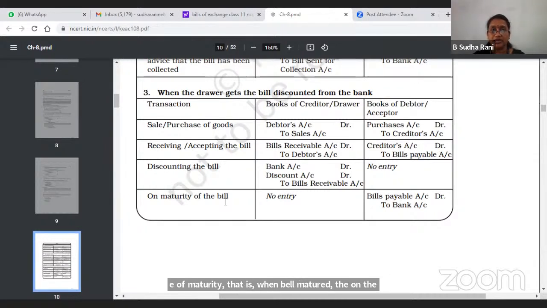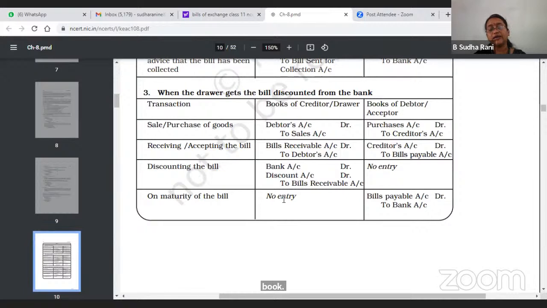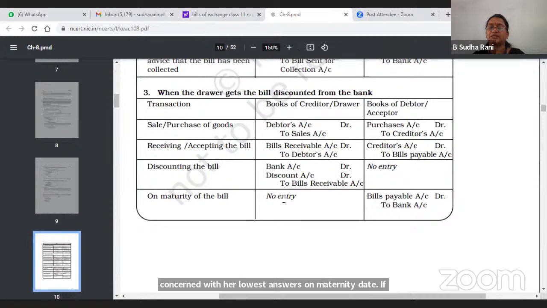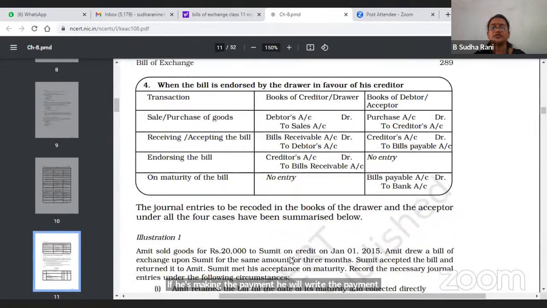Okay, we'll write the journal entry. As the bill was already transferred to the banker and he took the advance, on the maturity date, who is going to collect the amount? The banker is going to collect the amount, right? So in the drawer's book, no entry, because the drawer already took the advance by giving the bill to the banker. Coming to the drawee, as usual, he is in no way concerned with the drawer's transactions. On the maturity date, if he is making the payment, he will write bills payable account debit to bank account. Understood?